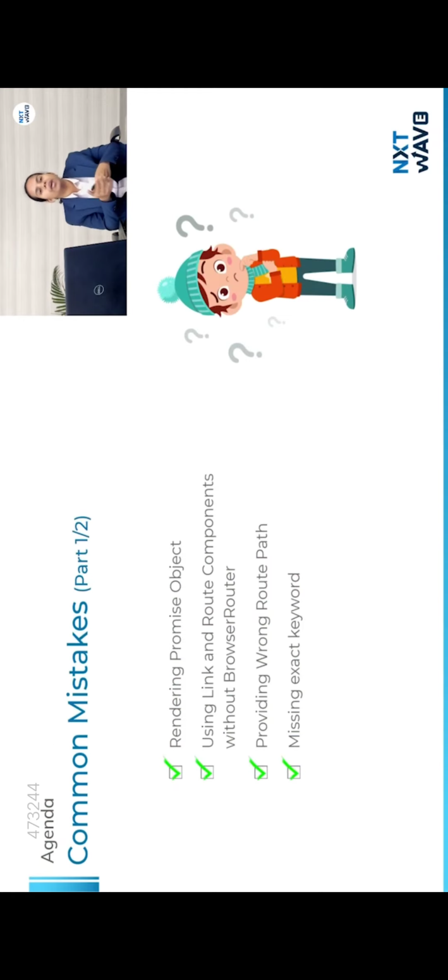Okay. So we have covered these set of common mistakes. Firstly, about rendering the promise object, we understood that React cannot render the promise object. Next, we have seen that if we are using link or route components, we have to wrap them using a browser router, right? Then we have seen about the route path. So in the link and in the route, the path that you specify should be exact. Check if there are any spelling mistakes or not. So that is important. And finally, we have seen about the exact keyword. If we don't specify, we understood what will happen. And if we specify, how it will be appropriate, right? So we have seen about these set of common mistakes.